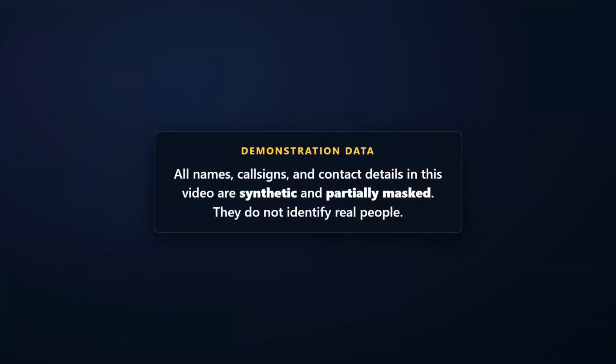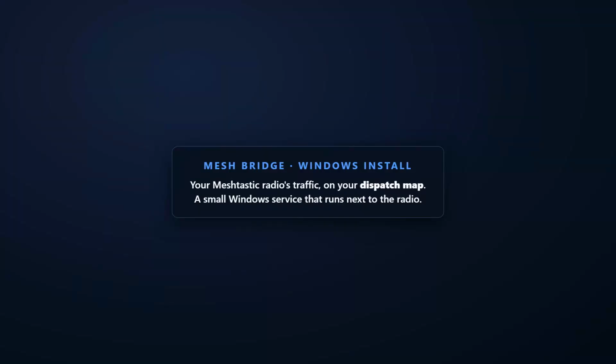The TicketsCAD Mesh Bridge puts your Meshtastic radio's traffic onto your dispatch map. It runs quietly on a Windows PC next to the radio. This video installs it, verifies the connection, and fixes the handful of things that usually go wrong.